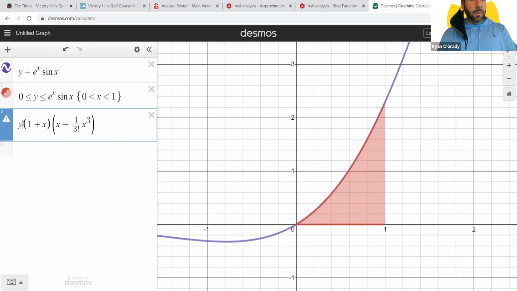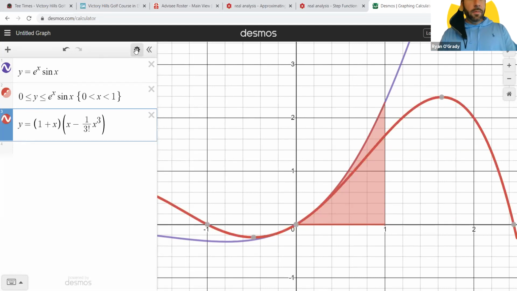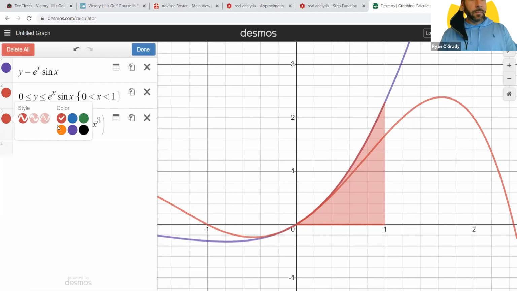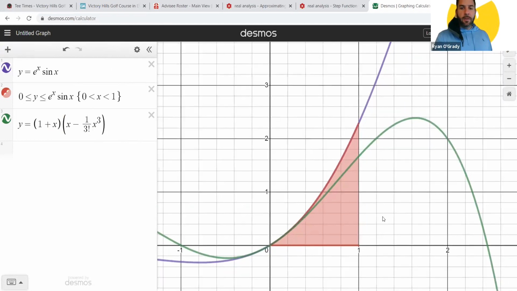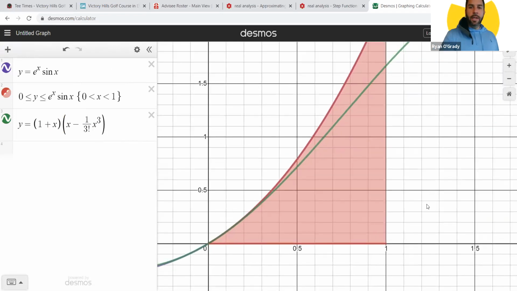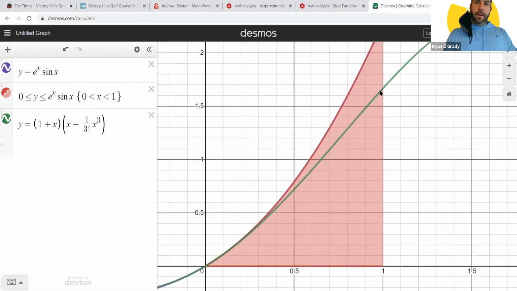So I need an equal sign here. And let me get a different color, green. What I notice right away is this approximation is okay, but it's not great. The area under this green curve, I'm missing a lot of stuff here, right? So what I ask myself then is, okay, what if I do another term?